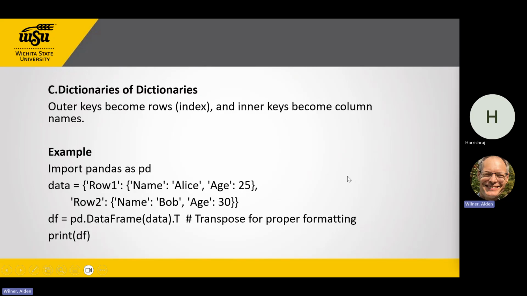dictionary of lists, dictionary of series. We can do dictionaries of dictionaries. Again, we can have row 1, and then name is Alice, age is 25. So we're basically pulling this in. It's going to read this in so the columns are called row 1 and row 2. Then we just do a capital T, which stands for transpose. It'll flip the whole thing about the corner and turn it into a standard data frame.